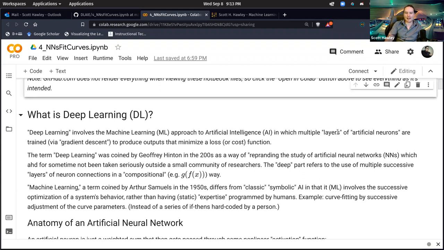So multiple layers. We'll talk about what constitutes a layer in just a little bit. Artificial neurons, they're trained. We'll talk a bit about gradient descent. And we're going to try to minimize a loss function, also called a cost function. So this word deep learning, it was recast. For many years, it was just neural networks. A lot of people were into neural networks, and not a lot of people were convinced that they were going to have a big payoff. In fact, people have been working on neural networks for decades, and it wasn't taken super seriously.